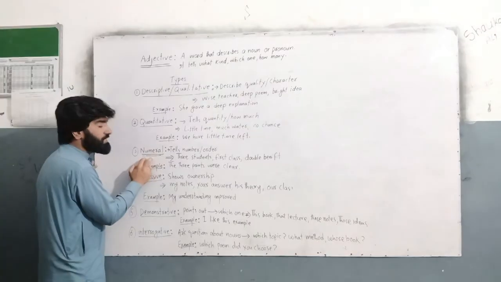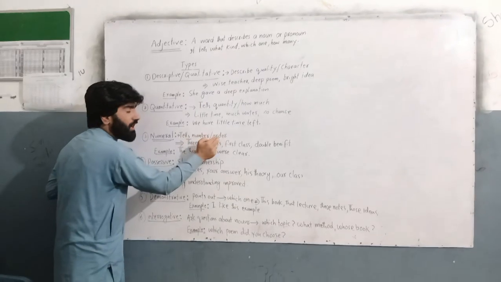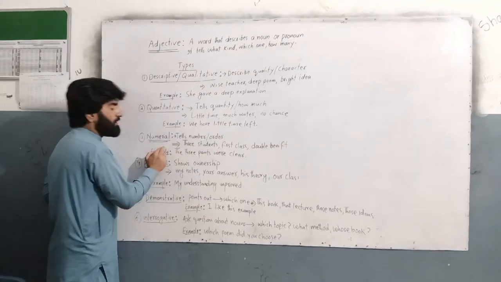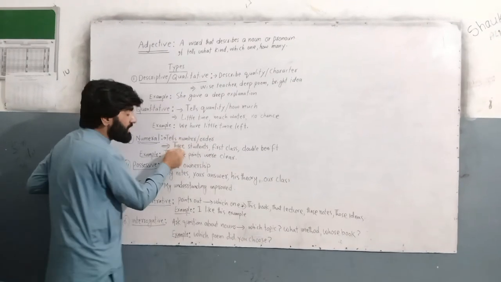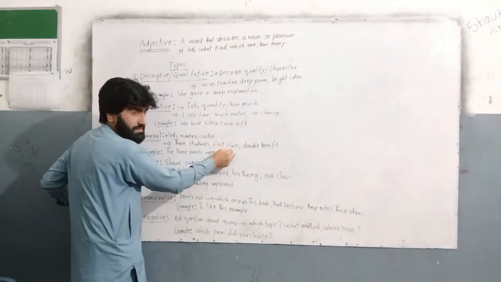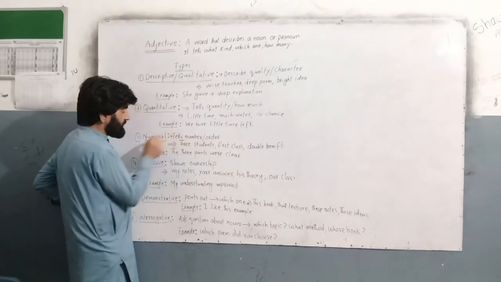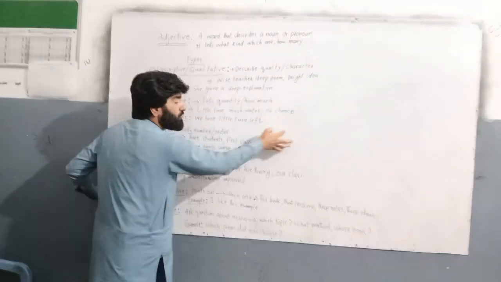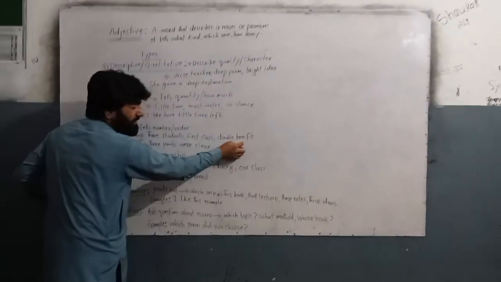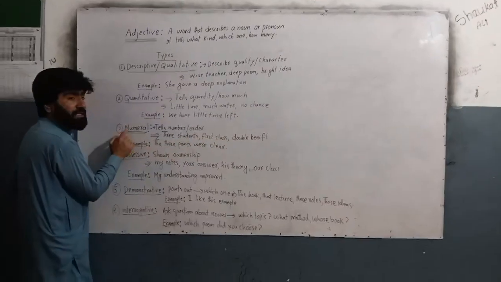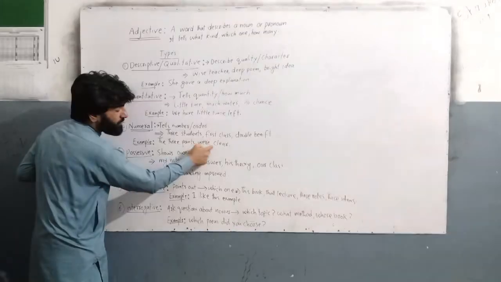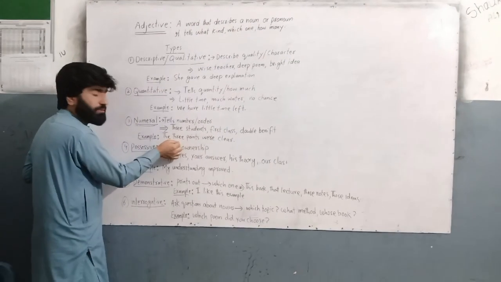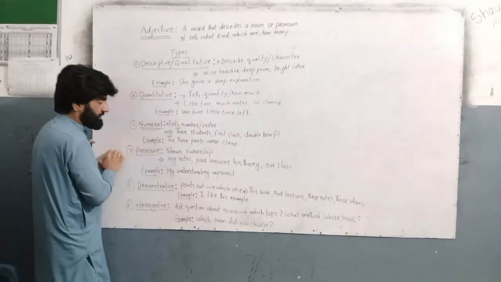The third type is numeral adjective. Numeral adjective tells number or order. For example, 3 students. Now the number of the students is 3. So this 3 is an adjective and this is a numeral adjective. First class. So this first is an adjective, that is a numeral adjective. Benefit is a noun. So the description of the benefit is double. So what description is there? There is numerality. So the numeral adjective is double. For example, the 3 points were clear. Points is a noun and before the noun there is 3, and this 3 is an adjective, a numeral adjective.